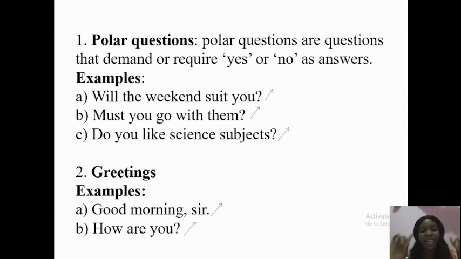It doesn't drop, it rises, which makes that particular example a question in the rising tone. Now, the C says, do you like science subjects? Subject, not do you like science subject. Do you like science subjects? The pitch of your voice rises. That is why we said that polar questions are actually one of the statements you can make in the rising tone, with the pitch of your voice rising.